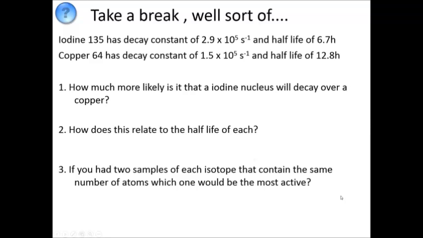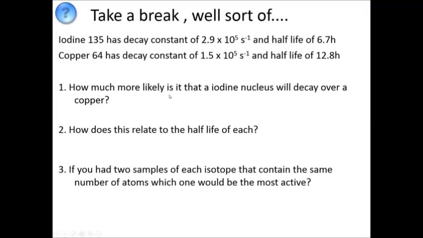Okay, take a break. Well, sort of. Let's just make sure you're happy with this. Iodine 135, decay constant of 2.9 times 10 to the minus 5, half-life of 6.7 hours. Copper 64, decay constant of 1.5 times 10 to the minus 5, approximately half, and a half-life of 12.8, approximately double. You can see hopefully where I'm going with these numbers.